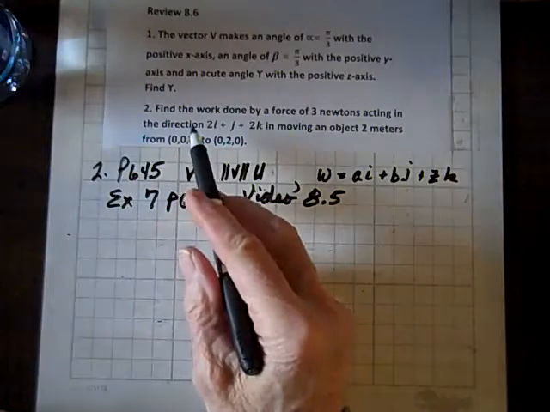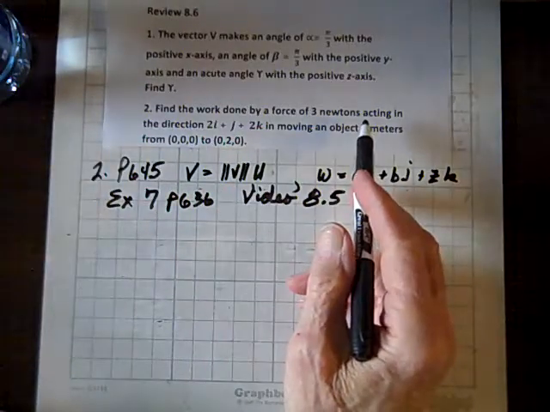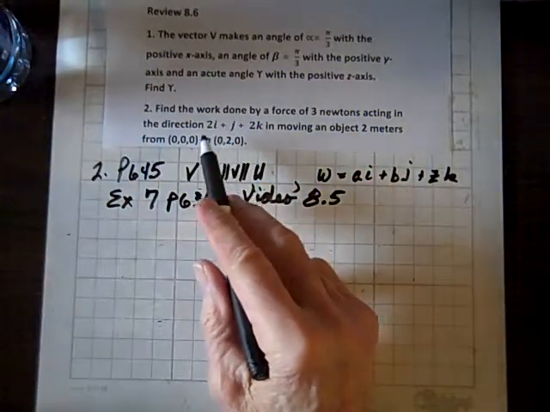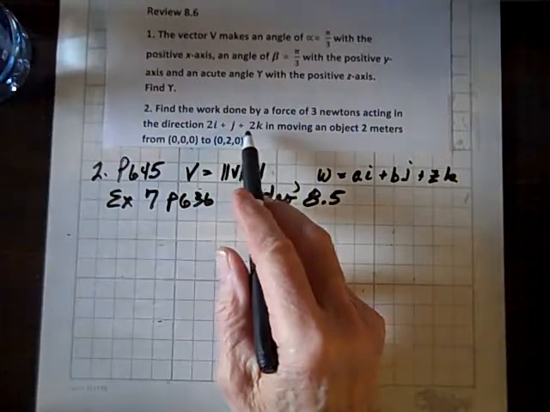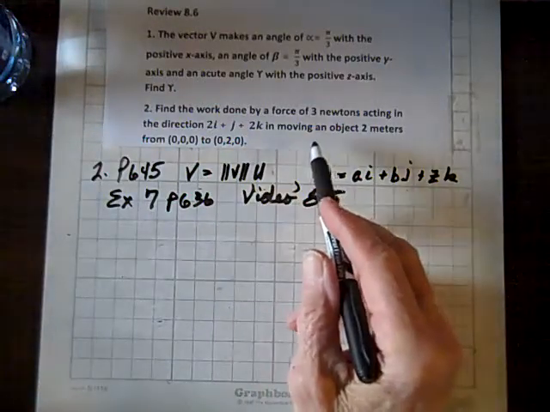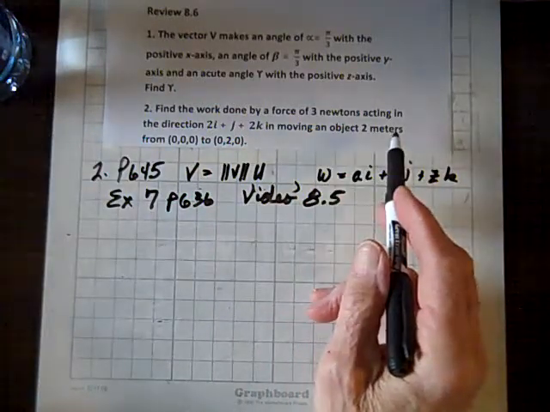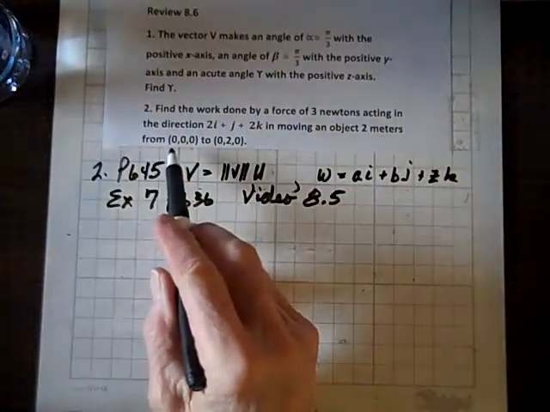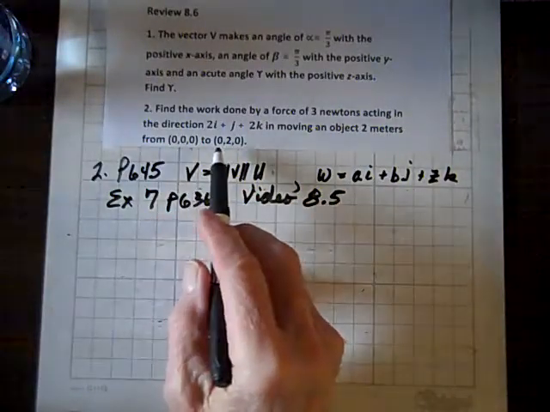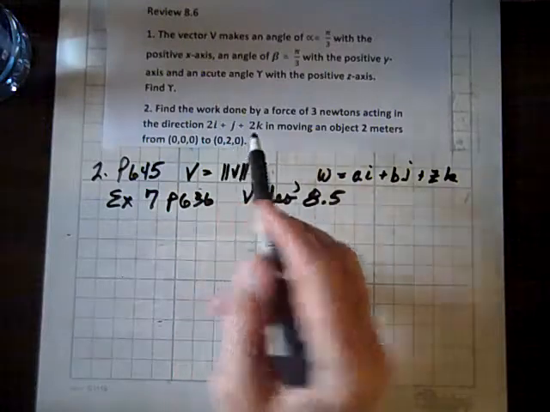Now we're doing question 2 on the review for 8.6. What we have to do is find the work done by a force of 3 newtons acting in the given direction 2i plus j plus 2k, moving an object 2 meters from 0, 0, 0, the origin, to the point 0, 2, 0.